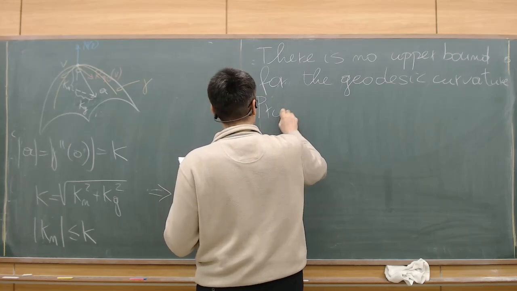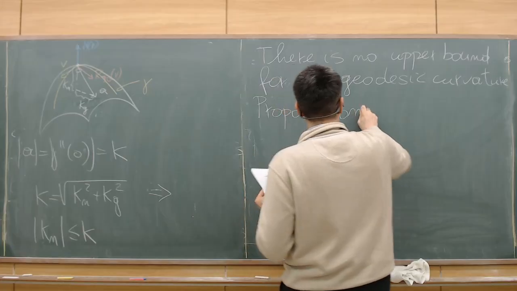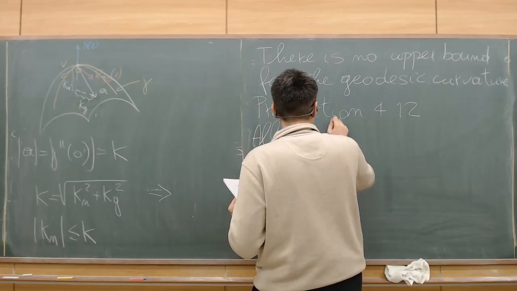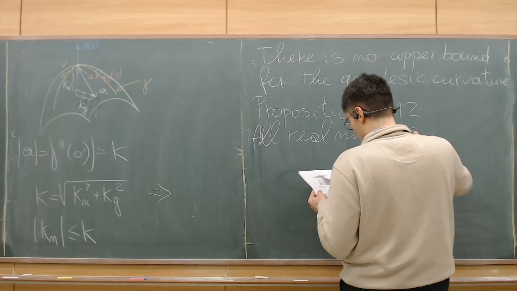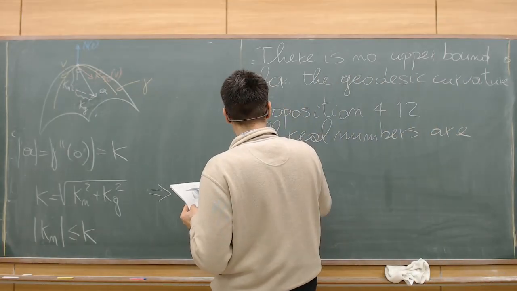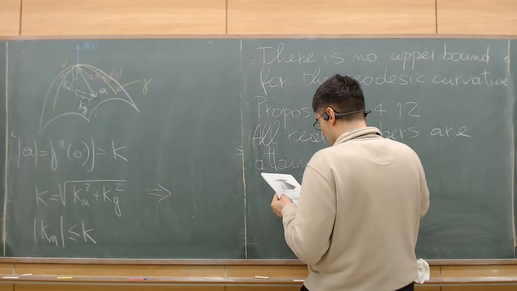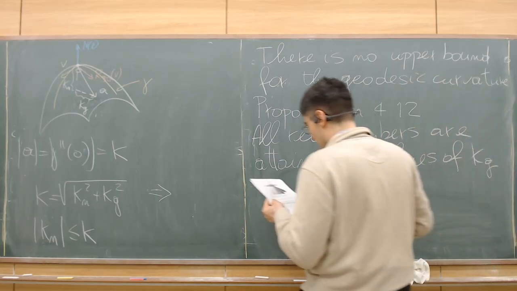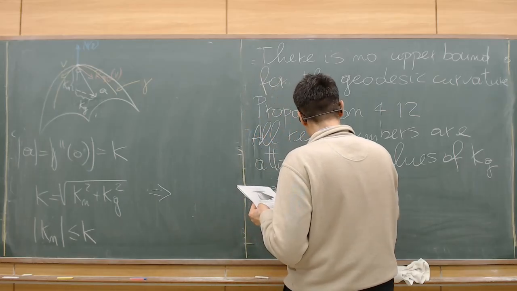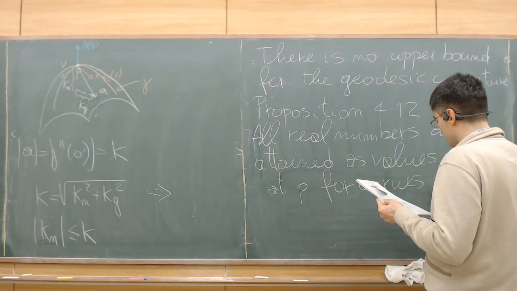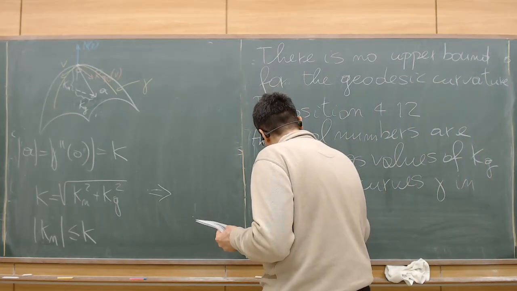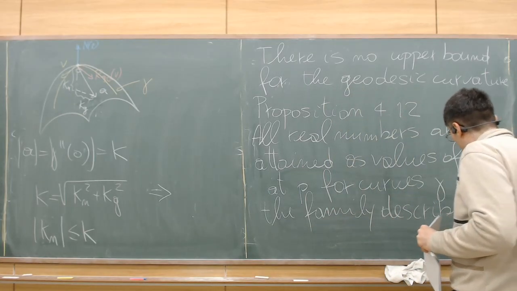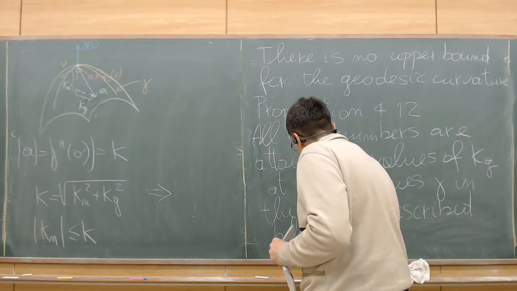Precisely, we have proposition 4.12, which says that all real numbers are attained as values of kg at P for curves gamma in the family described before. We will prove this result later, probably.